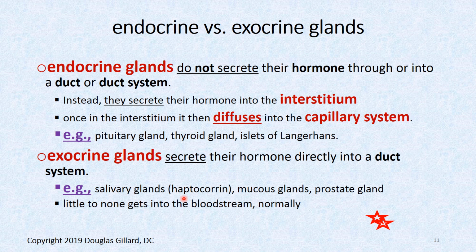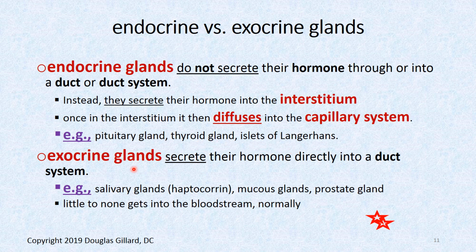Endocrine versus exocrine is another concept, pretty simple. Endocrine glands do not secrete their hormones into any type of duct system. They secrete right into the interstitium, and their product, whether it be a hormone or whatever, swims a little bit and jumps right into the capillary system. Then it's off to the races. So these are more likely to be pure hormones. Examples are pituitary, thyroid, pancreas.